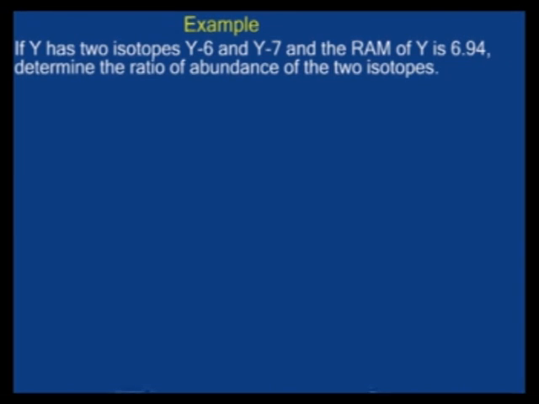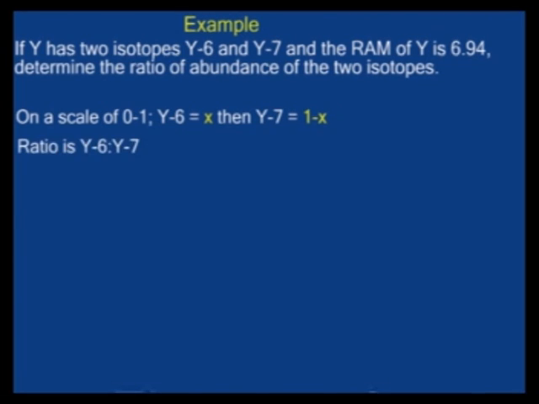Now in this solution, assuming on a scale of 0 to 1, the abundance of Y6 is X. I'm just choosing a value X randomly. It therefore means that Y7 will be 1 minus X. Why? We are on a scale of 0 to 1, 0 being the lowest and 1 being the highest. The ratio Y6 to Y7 will be equal to X to 1 minus X.